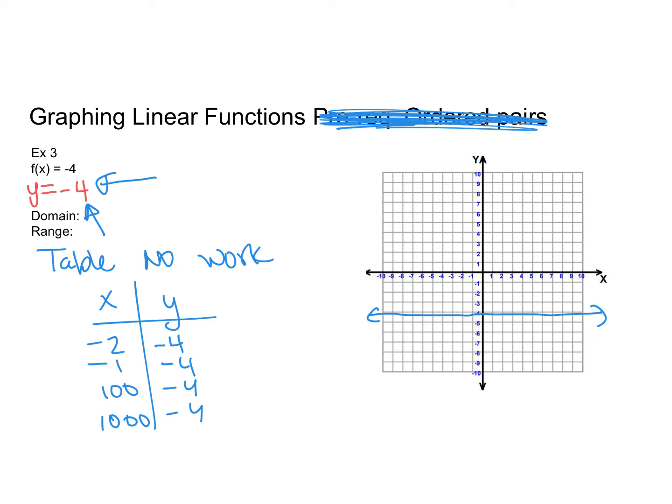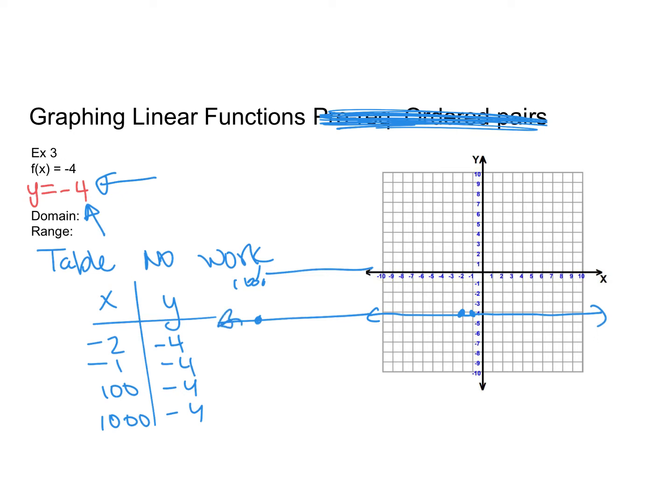And even if I plot these ordered pairs, -2, -4 would be right here on my graph. -1, -4 would be right here. And then I went a little crazy, but 100, -4, and 1,000, -4 would be like way over here, right? Which is on my graph.